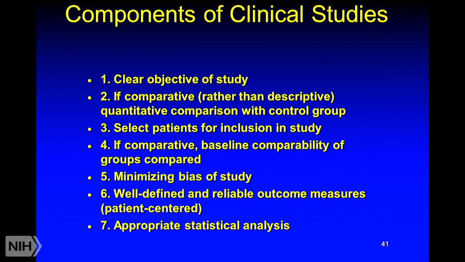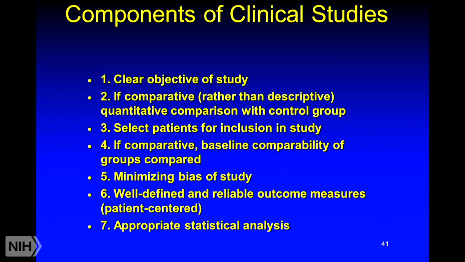So first of all, we need to talk about what are the basic components of a clinical research study to begin with. Because if we're going to talk about altering some of these things to try to make the study more efficient, we've got to know what those basic building blocks are to begin with. So the first thing that we spent the first half of this talk on is you have to have a clear objective of the study to begin with. If it's a comparative, or what I called analytical study, you need to actually have a quantitative comparison between the test group and the control group. That does not apply if it's just a descriptive study.